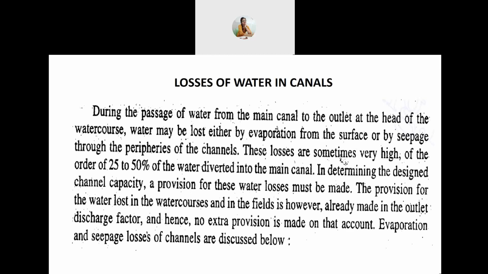Next, losses of water in canals. During the passage of water from the main canal to the outlet at the head of the water course, water may be lost either by evaporation from the surface or by seepage to the peripheries of the channels. These losses are sometimes very high, of the order of 25 to 50% of the water diverted into the main canal. In determining the design channel capacity, a provision for these water losses must be made. The provision for the water lost in the water courses and in the fields is, however, already made in the outlet discharge factor, and hence no extra provision is made on that account. Evaporation and seepage losses of channels are discussed below.